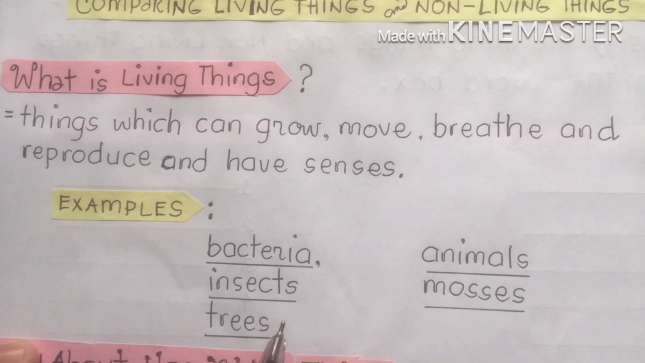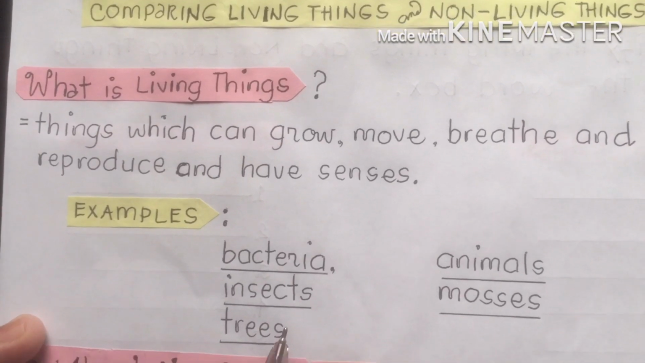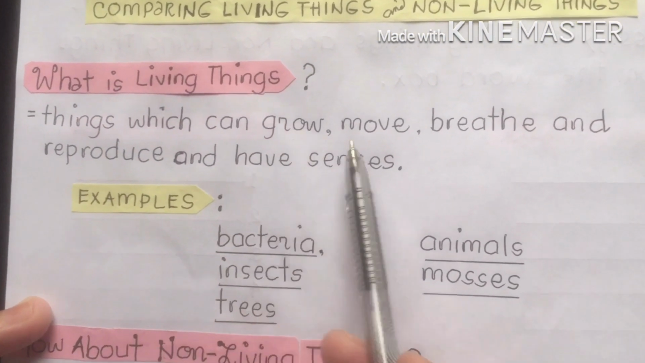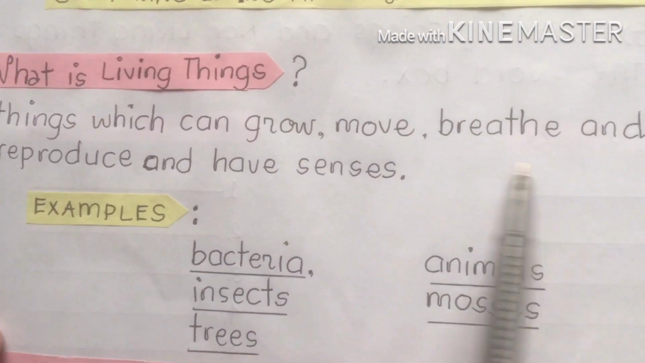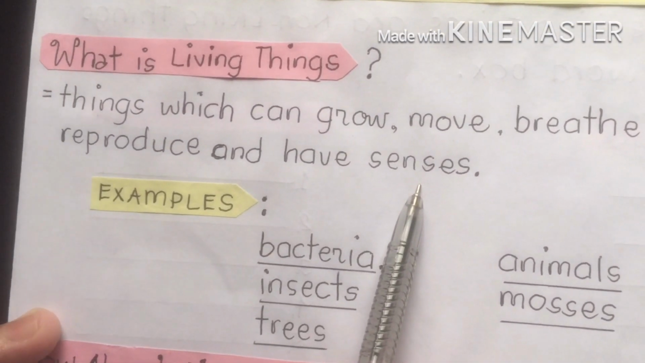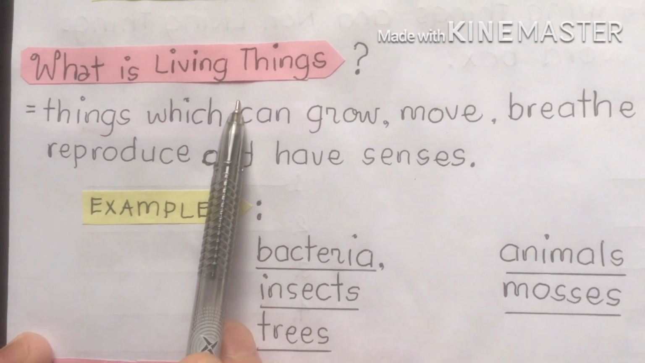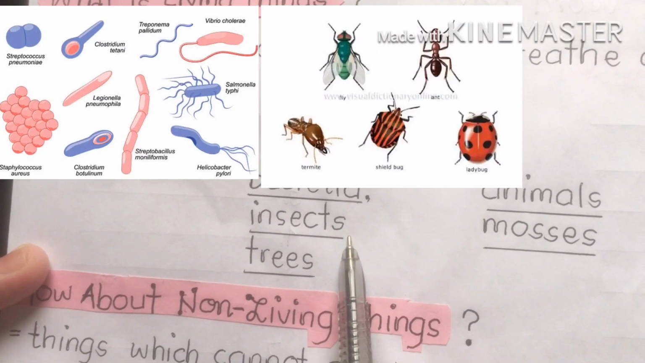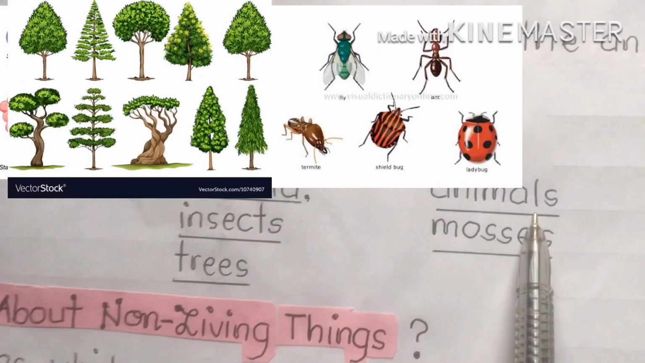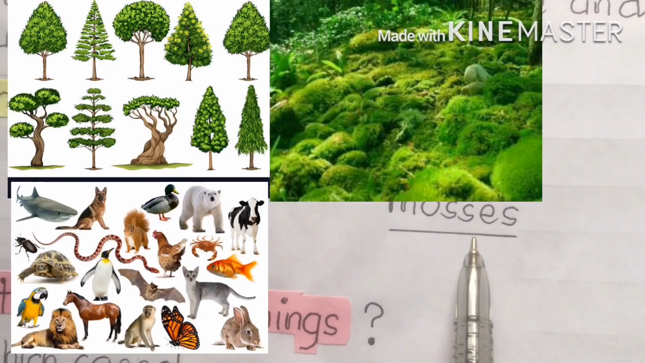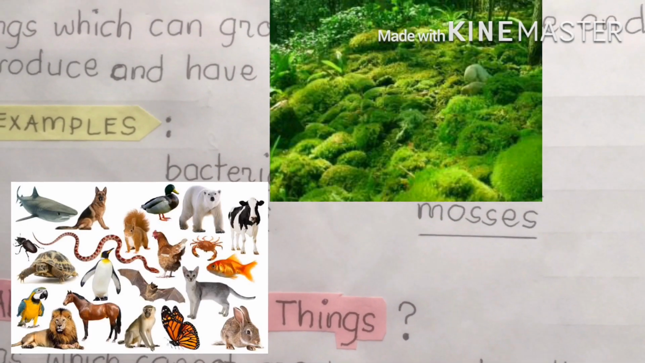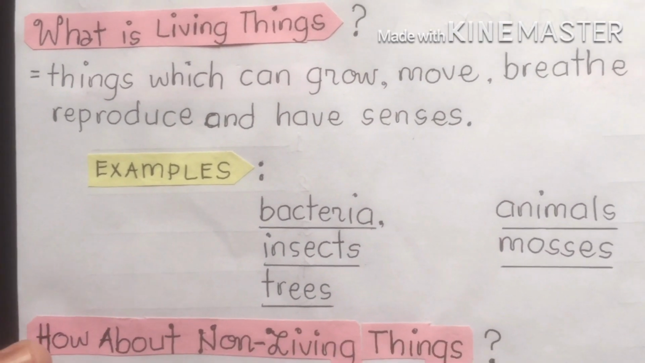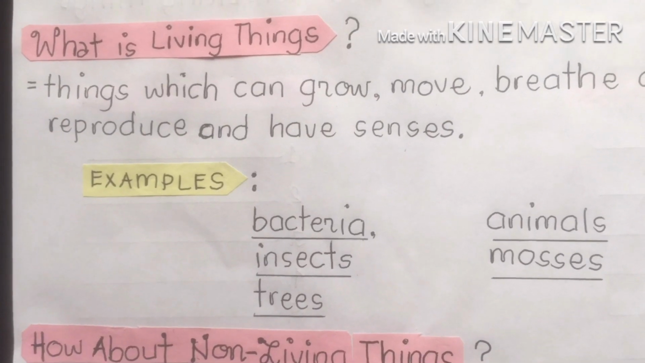Today, class, we're going to identify first the definitions. What are living things? Things which can grow, move, breathe, reproduce, and have senses refer to living things. Examples: bacteria, insects, trees, animals, mosses. These are examples of living things that can grow, move, breathe, reproduce, and have senses.